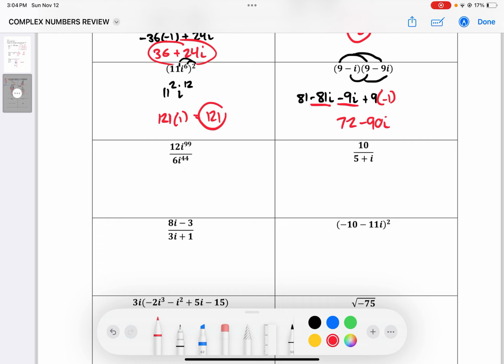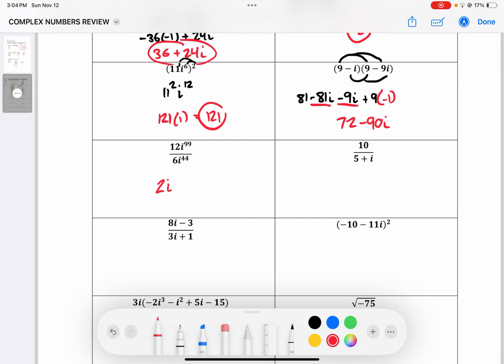So moving on, 12i to the power of 99 divided by 6i to the power of 44. With these, I like to think of them as combining like terms. We have 12 divided by 6, which is 2. And then we have i to the 99 divided by i to the 44. This is our quotient rule. They are the same base and they're being divided, so I keep the base and subtract the exponents.